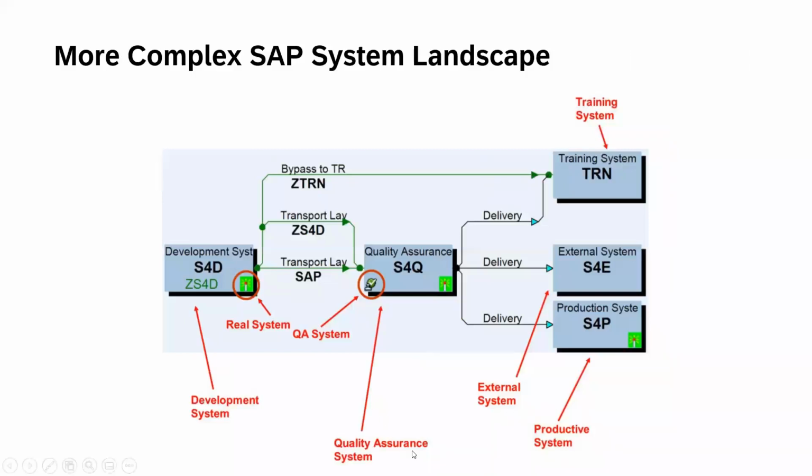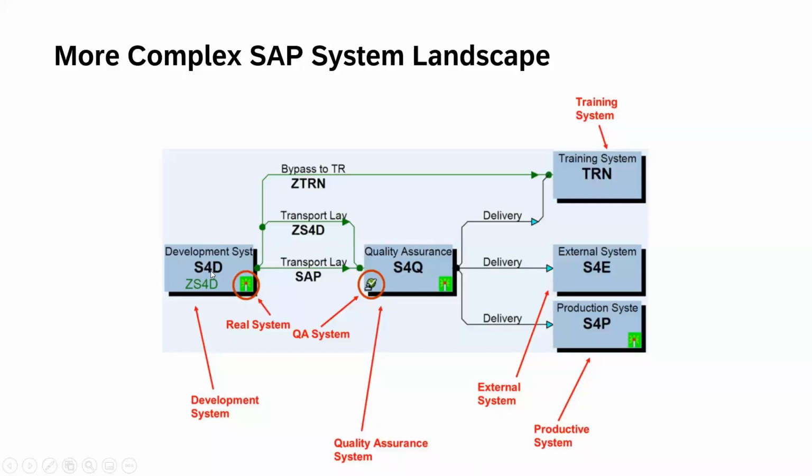You can have multiple configurations like this also. More complex SAP system landscape. Okay, this is your quality system. So this is your development system S4D. Then in the next system, you have your quality system that is S4Q. So now what happens?